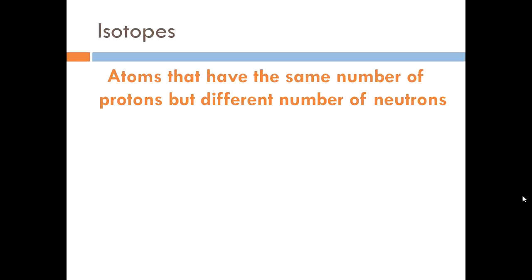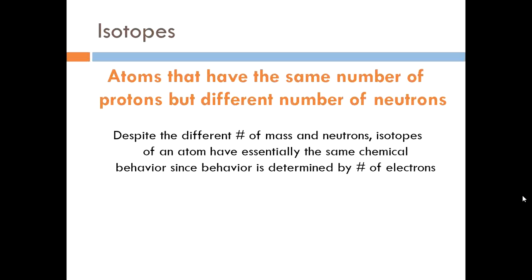So even though isotopes have a different mass and a different number of neutrons, isotopes essentially have the same chemical behavior, since behavior is determined by the number of electrons, which we will get to in a future video.